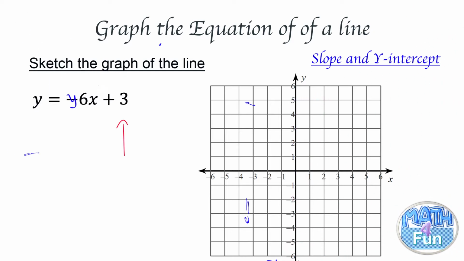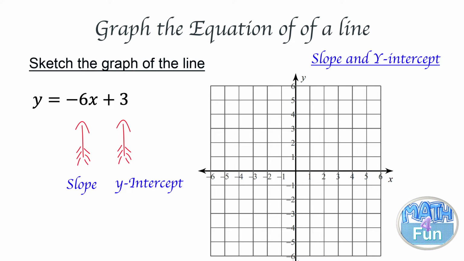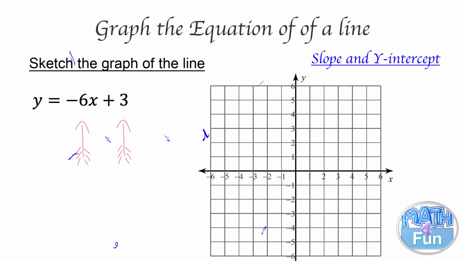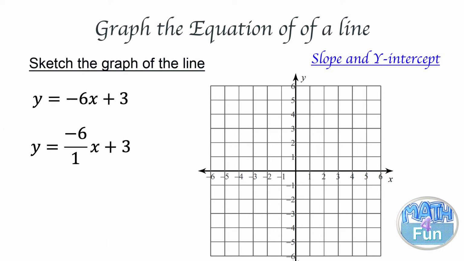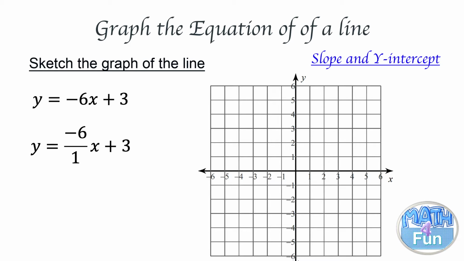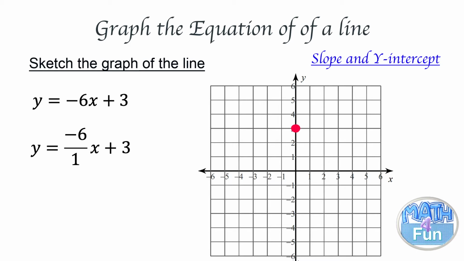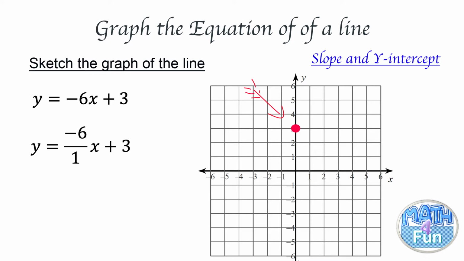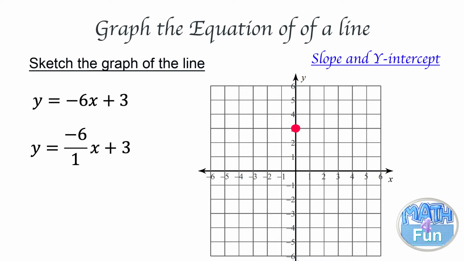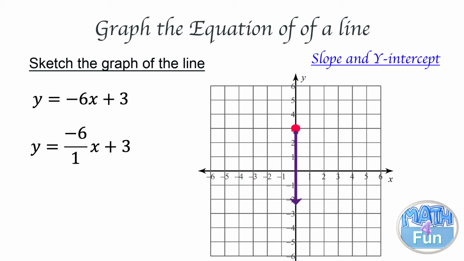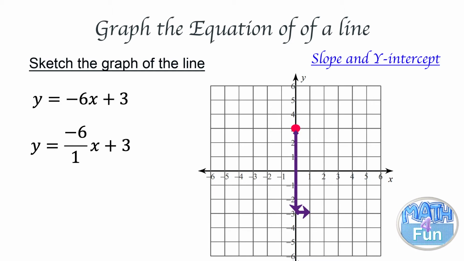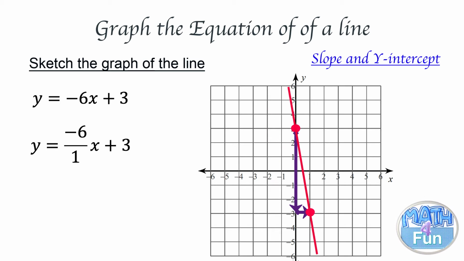Here we have the y-intercept as 3 and the slope is minus 6. But what you can do is change the minus 6 to minus 6 over 1. Then the next step is to plot the y-intercept, which is at 0, 3, which is 1, 2, 3 here. And then go minus 6 over 1, which is down 6 and 1 to the right, and then you'll get the other point. Then join the 2 points and the line is drawn.